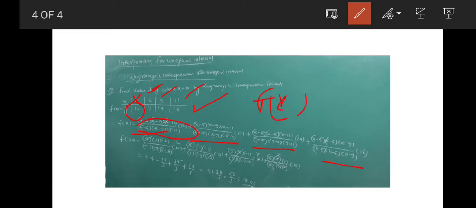Then you put in the value which you have to find. Suppose I have to find the value at 10, you will put 10 here and you get the value of f of 10. So this is all about Lagrange's interpolation method.